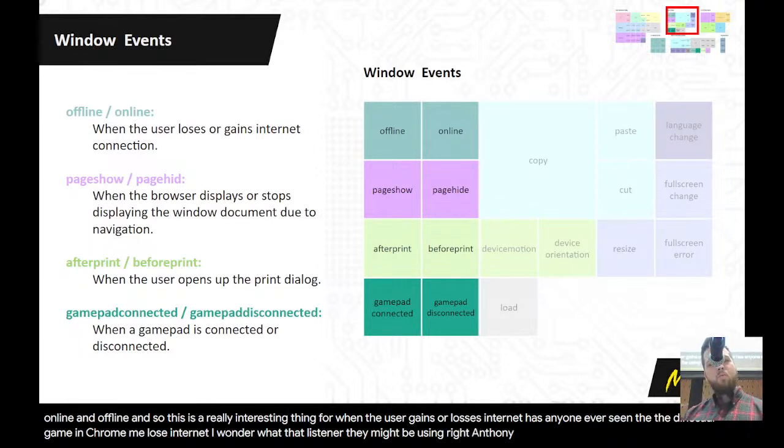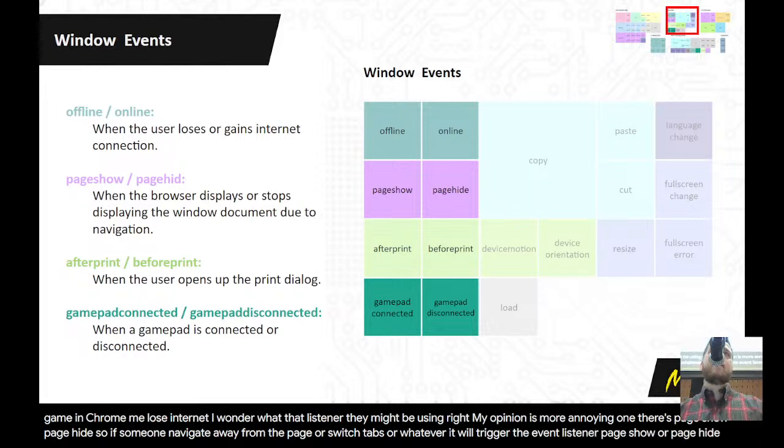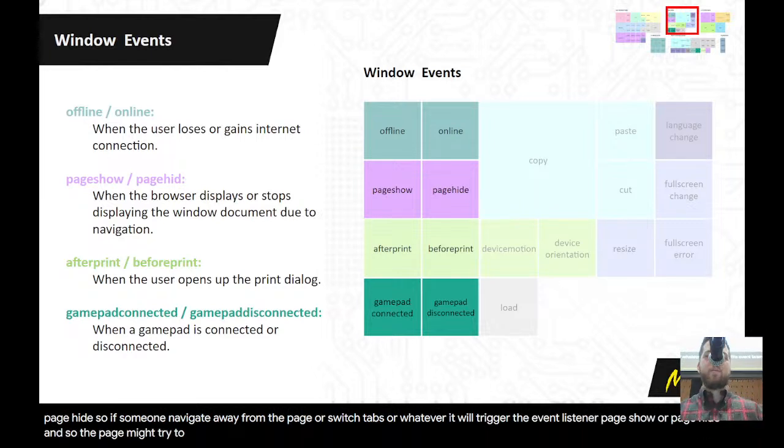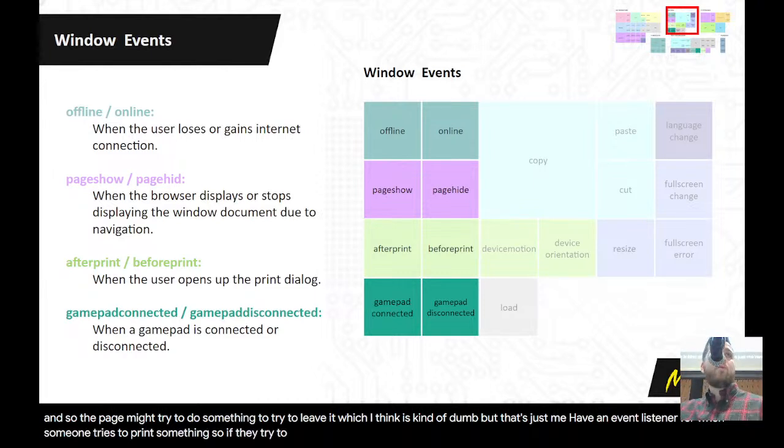Here, in my opinion, is more of an annoying one. There's page show, page hide. If someone navigates away from the page or switches tabs or whatever, it will trigger the event listener page show or page hide. And so the page might try to do something when you try to leave it, which I think is kind of dumb, but that's just me. We have an event listener for when someone tries to print something. If they try to print the web page, there's an event listener for that.